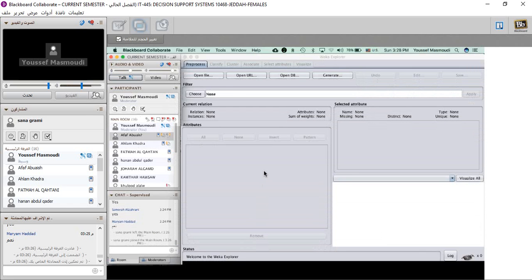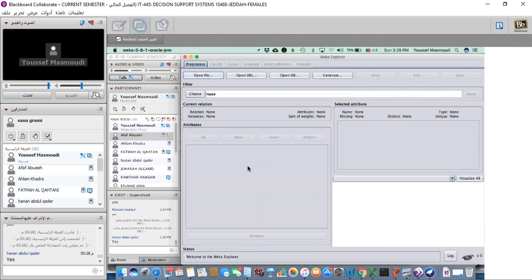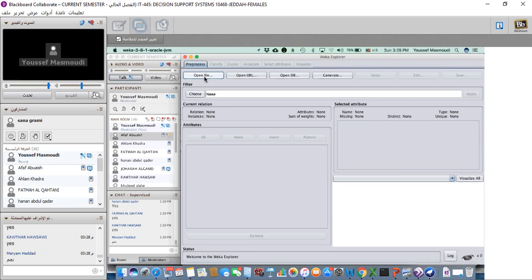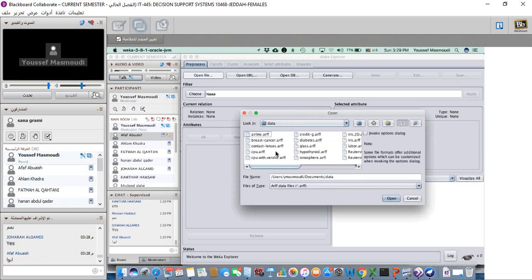Okay. Are you able to see Weka now? I'll show you how to use it. Do you see my screen now? Are you able to see my screen? Yes, okay. So I will go to Open File. Then I will choose the data that I have, okay?